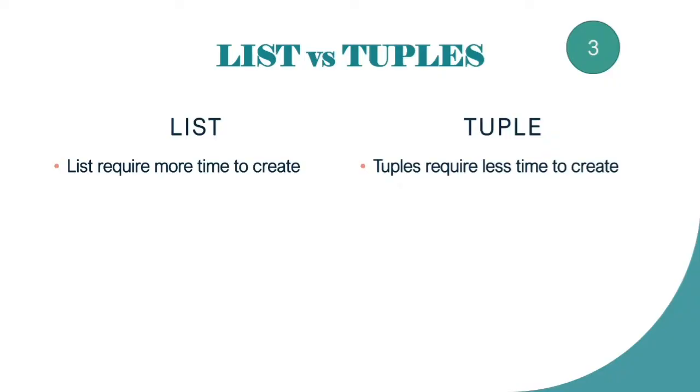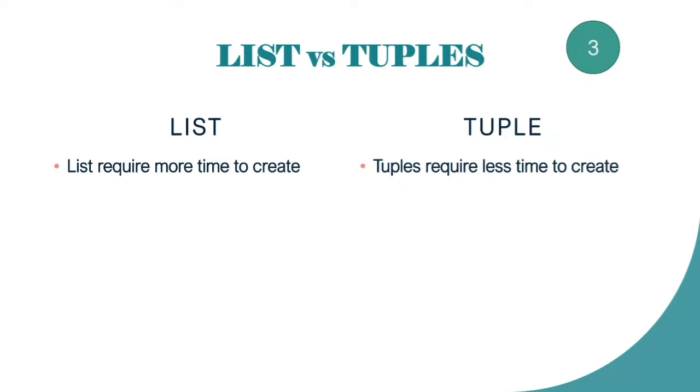Now coming to the third difference between list and tuple. Lists require more time to create and tuples require less time to create. This is very evident. In the previous section we just saw that a list takes more bytes compared to a tuple. So definitely if the data is large, it will take more time to create it as compared to a small size of data.